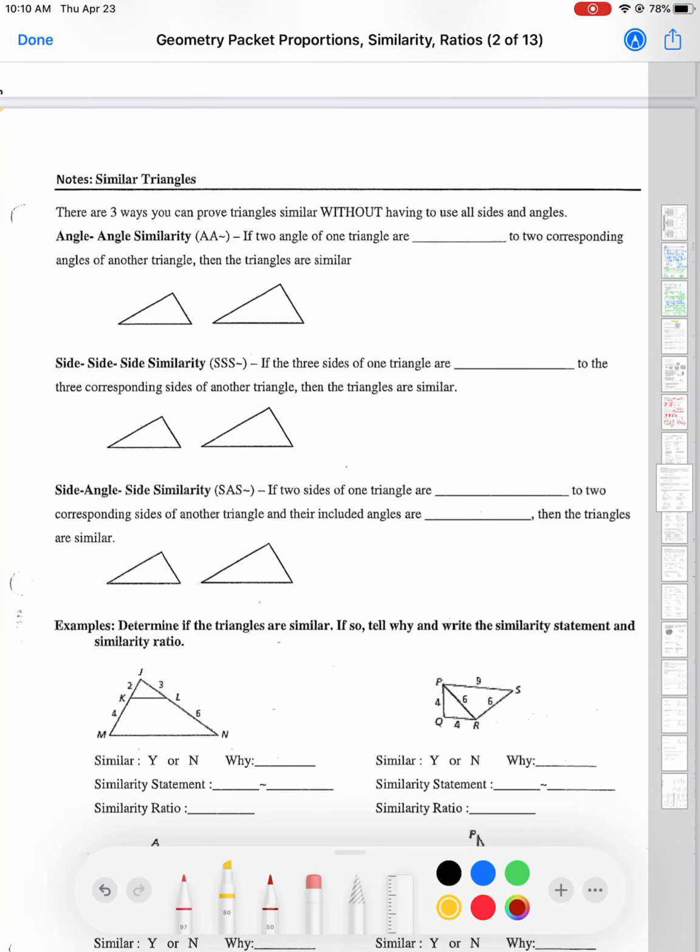So now we're moving on to similar triangles. There are 3 ways you can prove triangles similar. So now we're focusing on triangles without having to use all the sides and angles. Angle similarity: if 2 angles of one triangle are congruent, I'm just going to use a little congruent symbol, to 2 corresponding angles of another triangle, then we know enough to say that the triangles are similar. Because we also know that the third one has to be congruent as well.